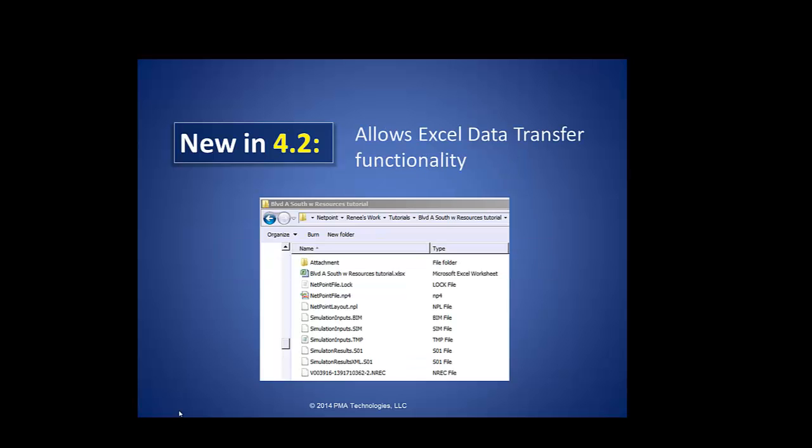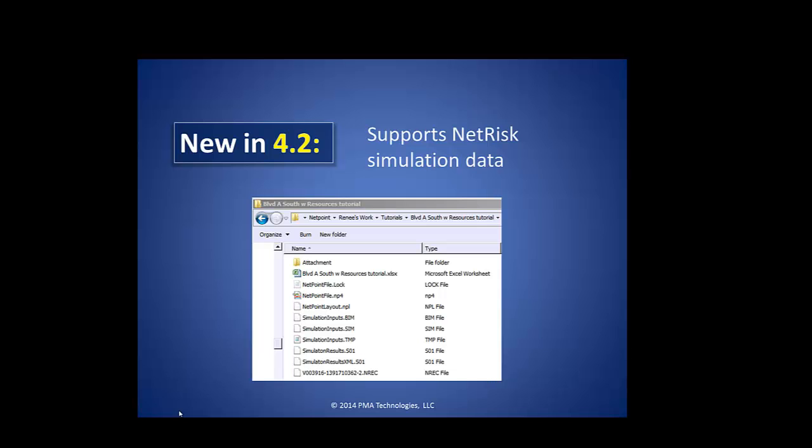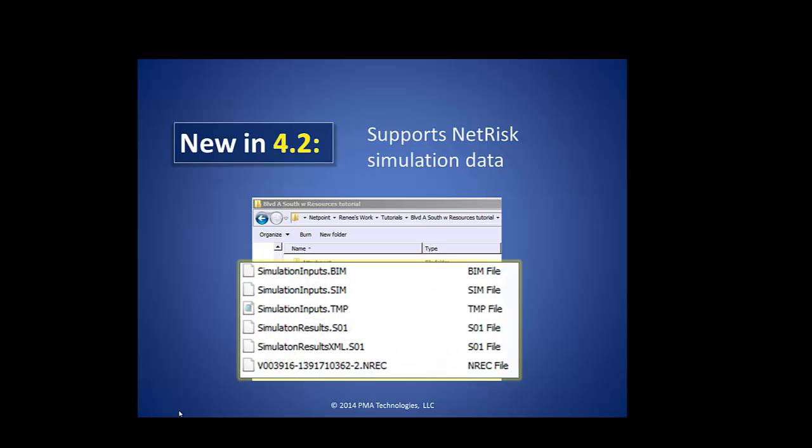We also have a new feature that allows Excel data reports and also an update of specific fields back to NetPoint. This needs to be contained within the folder as well. NetRisk is also available in 4.2, which requires the storage of much simulation data.